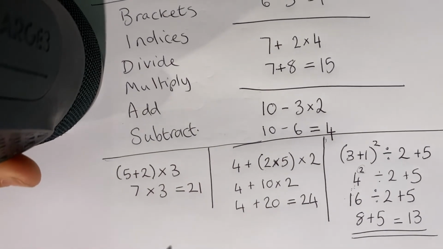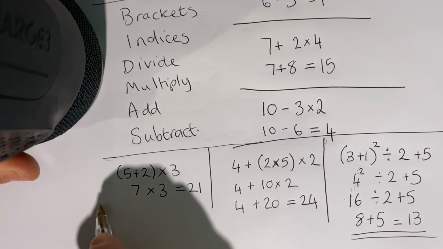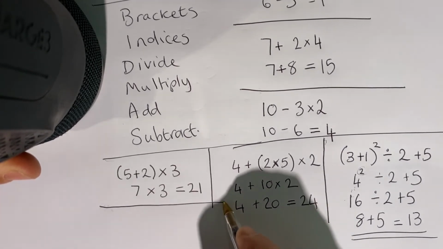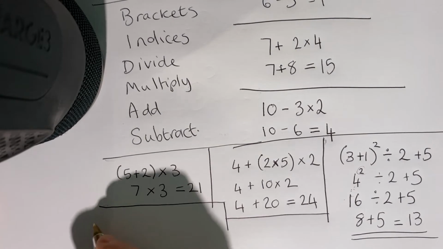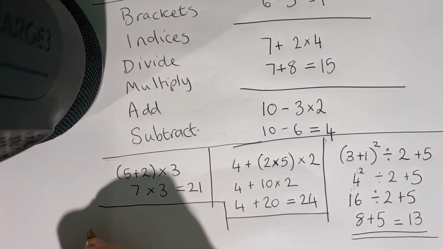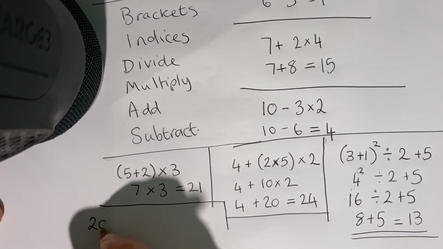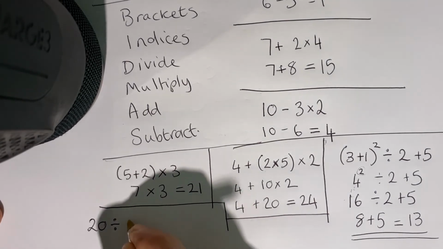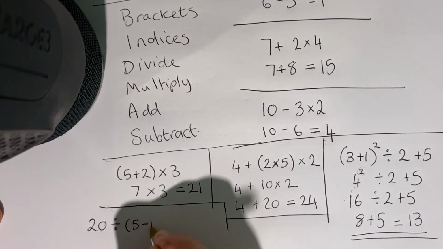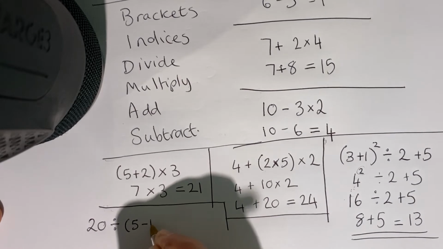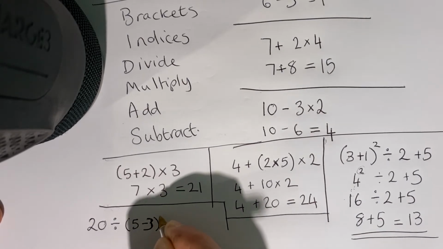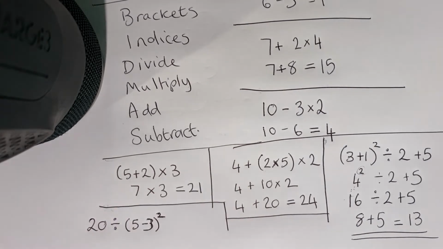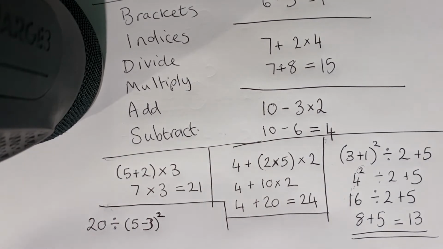Right, I've got a bit of space here, so I'm just going to write down another question for you to have a go at by yourself. So let's have something similar to that. Let's have 20 divided by 5 minus 3 squared. So I'll give you some time to think about that. I'll give you about 10 seconds, and then I'm going to jump in.